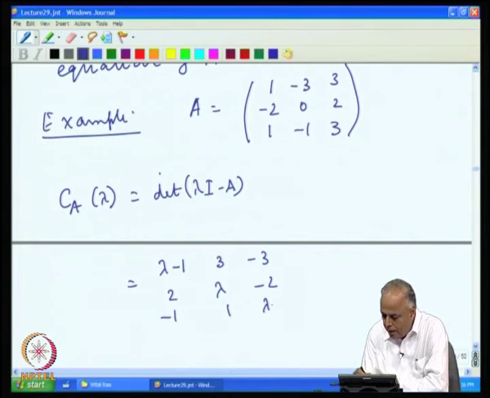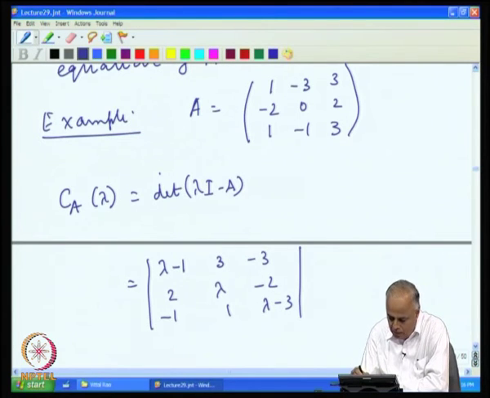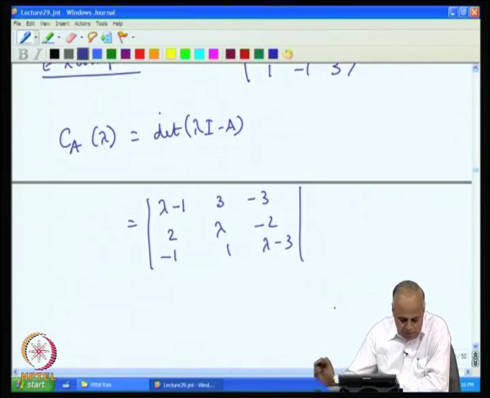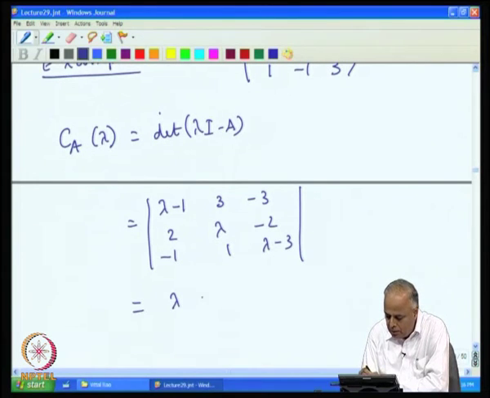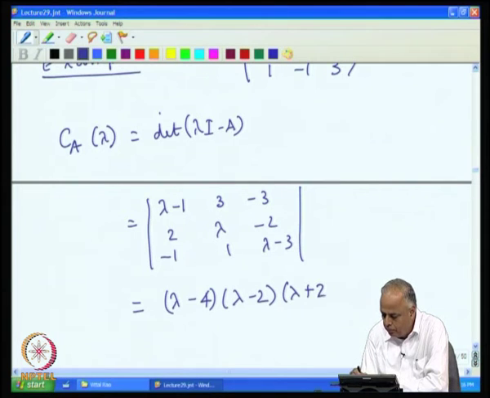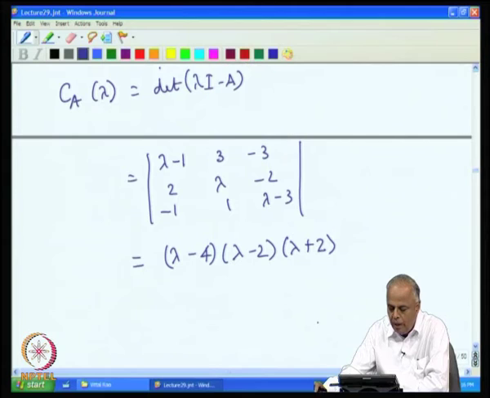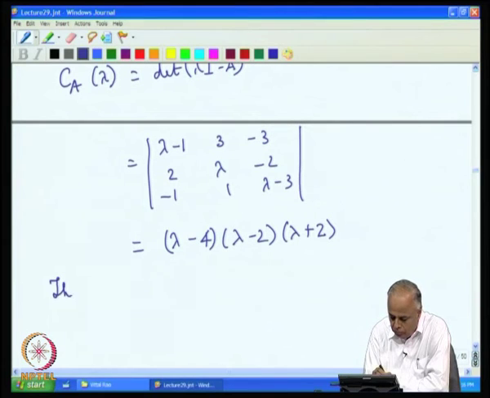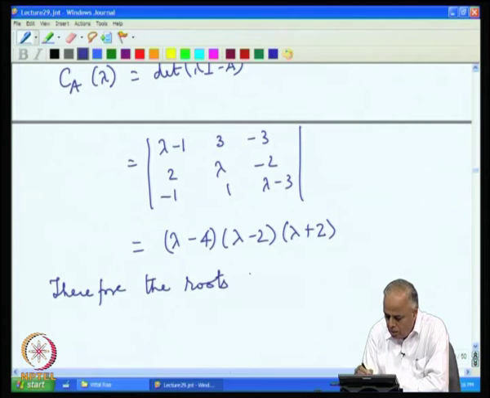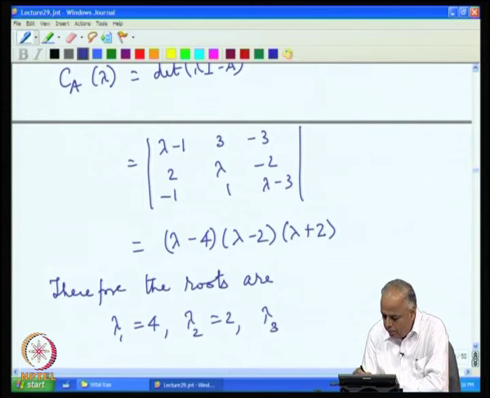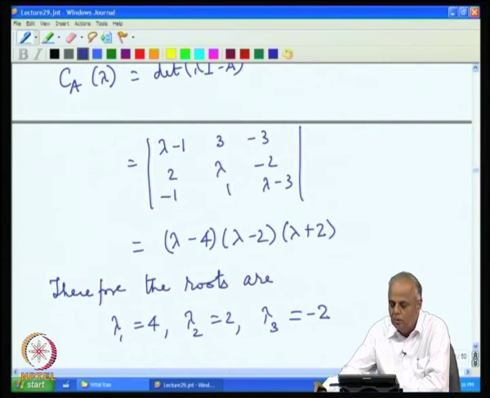Negate A and stick lambda along the diagonal of this determinant, and when we expand this determinant it turns out to be lambda minus 4 into lambda minus 2 into lambda plus 2. Therefore, the roots are lambda 1 equal to 4, lambda 2 equal to 2, and lambda 3 equal to minus 2.